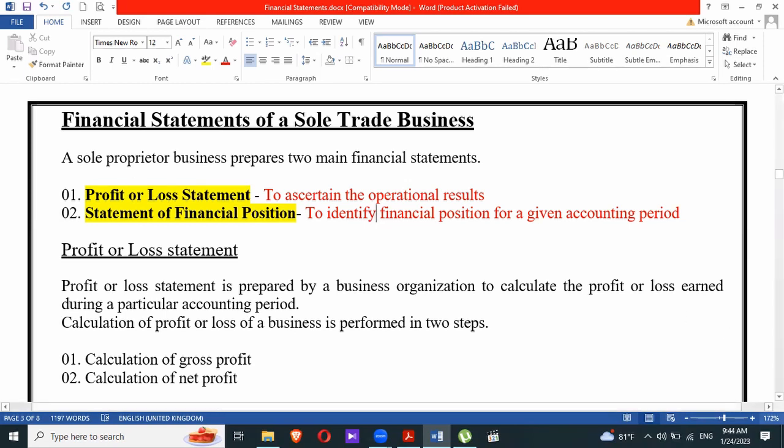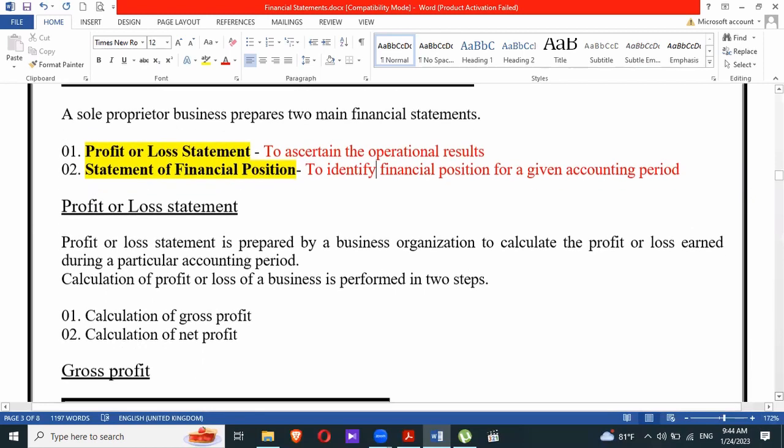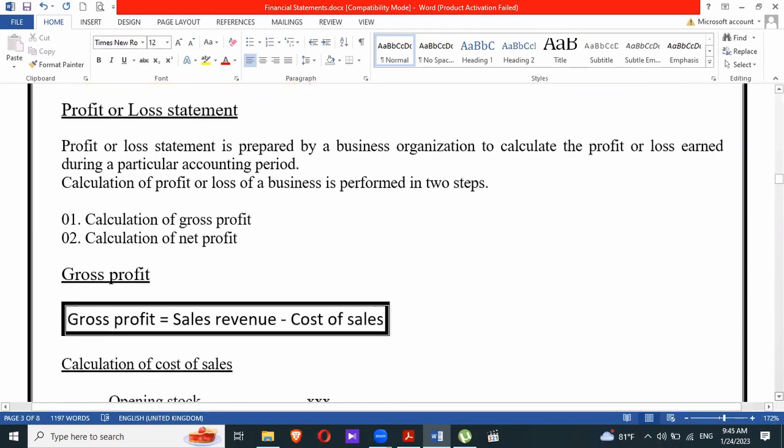First we'll see how to prepare the profit or loss statement. Before we prepare it, we have to understand some basic terms and some basic concepts. So we are going to identify those things. Only after that can we prepare the statement. First we have to identify the content, and discuss the content separately. So we'll see the first part, the profit or loss statement.